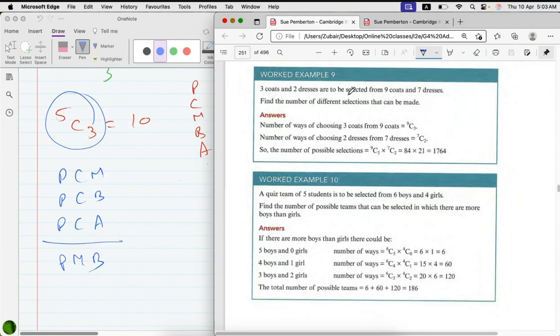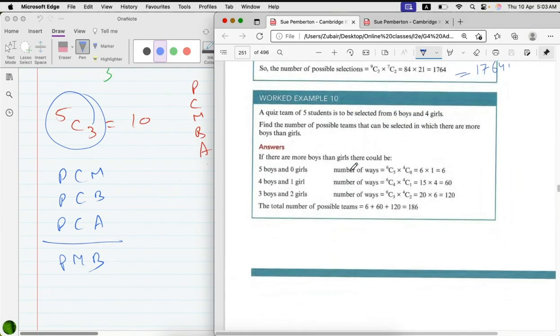3 coats and 2 dresses to be selected from 9 coats and 7 dresses. Out of 9, we're selecting 3. Out of 7, we're selecting 2. 84, 21, 17, 64. Go through worked example 10.